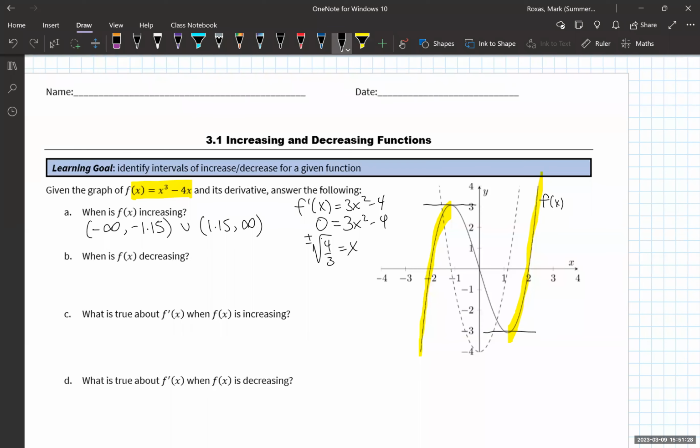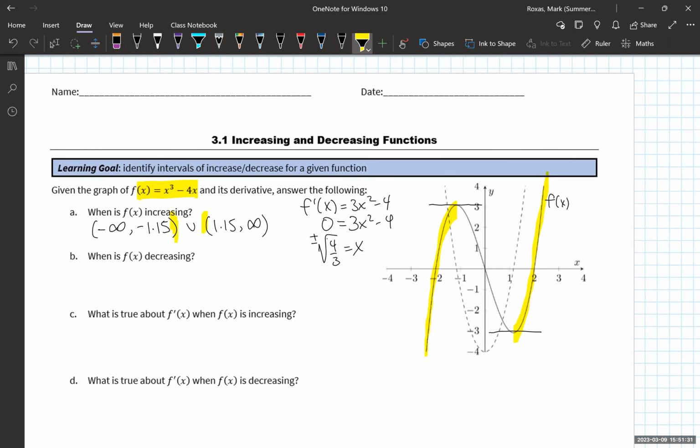In my intervals, I am not including the endpoints. Notice how I use round brackets. By convention, we're not including the endpoints here. When is the graph decreasing? We can see that it's from negative 1.15 to 1.15, and that's highlighted in blue. So the interval is negative 1.15 to 1.15, again with round brackets, because at the endpoints it's a turning point. We don't see the graph either increasing or decreasing, so we're not including the endpoints.